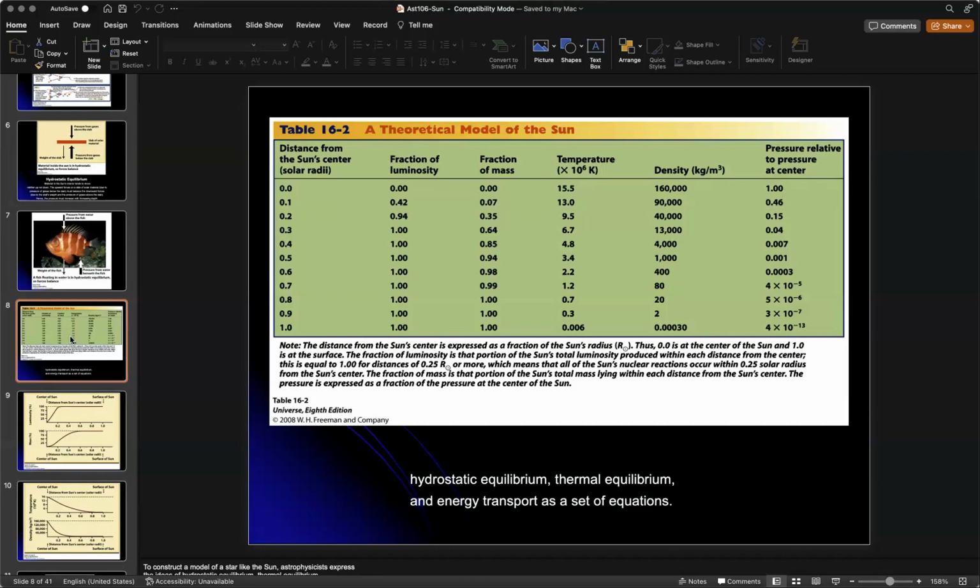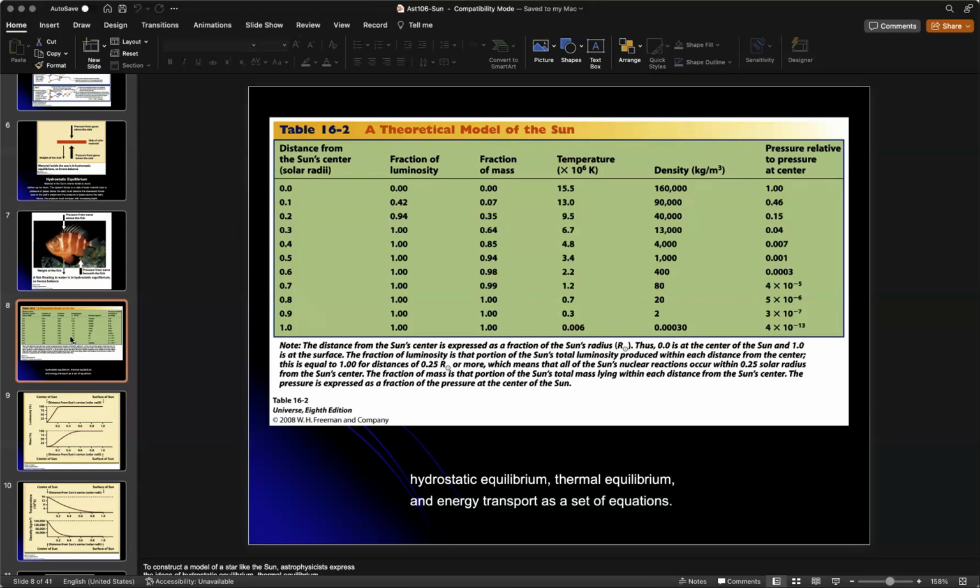Similarly, density is very, very high at the center. It's 160,000 kilograms per cubic meter. To give you a sense of how high this density is, the density of iron is 8,000 kilograms per cubic meter. And similarly, the density keeps on decreasing. At about 0.5 radius, the density is 1,000 kg per cubic meter, which is the density of water. And then further out, it drops a lot.